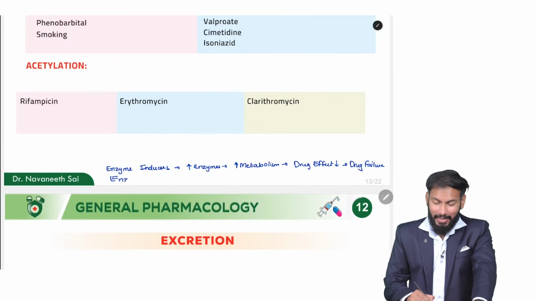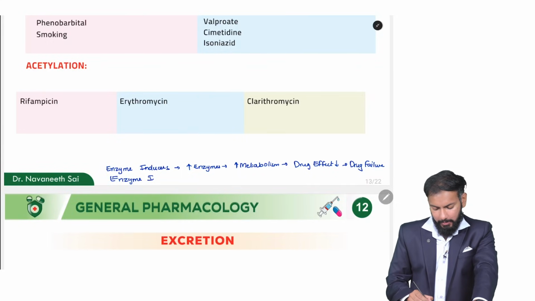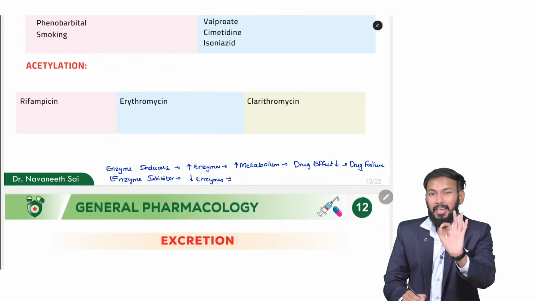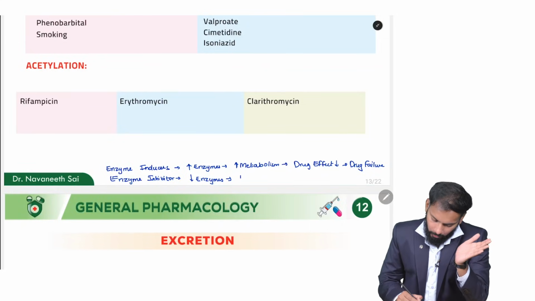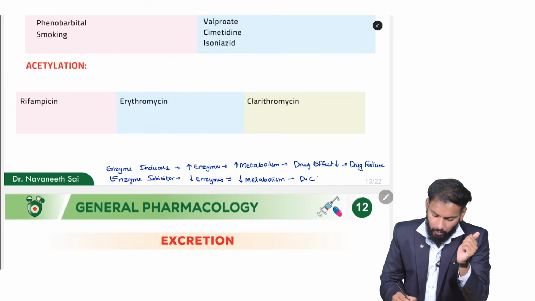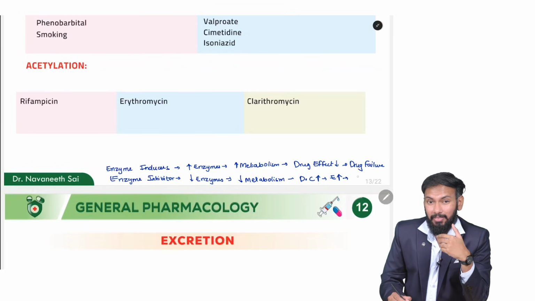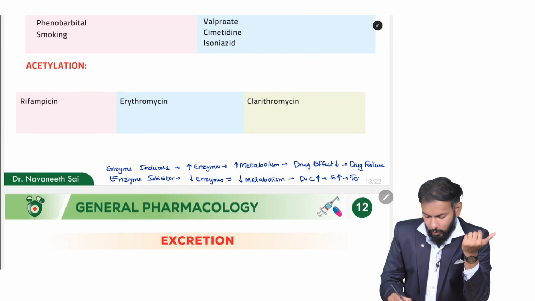Now, if we inhibit these enzymes, these are known as enzyme inhibitors. What will happen? Enzymes will decrease. If there are decreased enzymes, will metabolism happen? No, there is a decrease in metabolism. So what will happen to the drug concentration? Drug concentration will increase, effect will increase, and if the effect increases too much, it will cause toxicity.